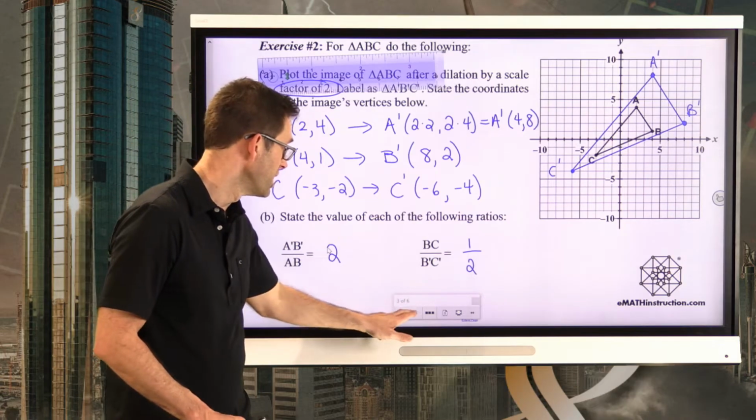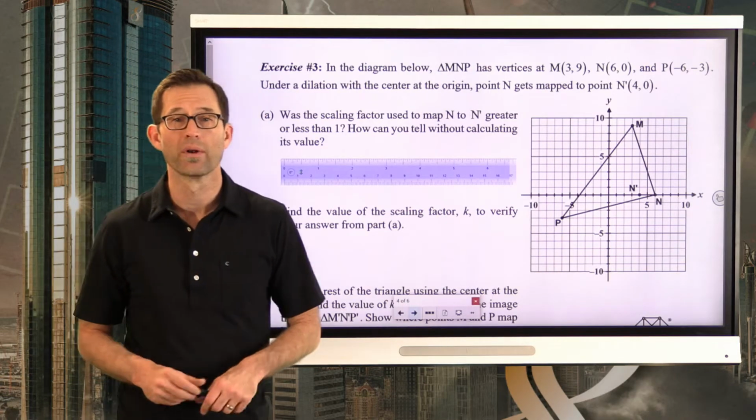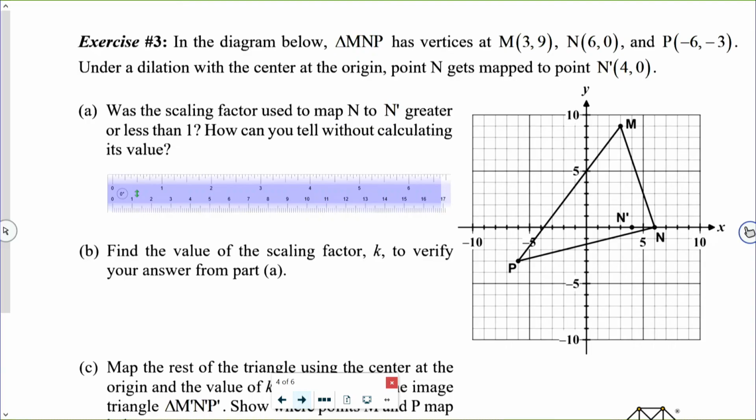Speaking of which, let's move on. Let's do some more dilations in the coordinate plane. Exercise number 3. In the diagram below, triangle MNP has vertices at M (3, 9), N (6, 0), and P (-6, -3). Under a dilation with the center at the origin, point N gets mapped to point N prime at (4, 0). Letter A. Was the scaling factor used to map N to N prime greater or less than 1? How can you tell without calculating its value?